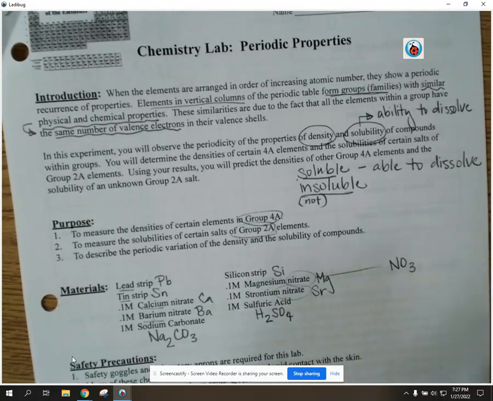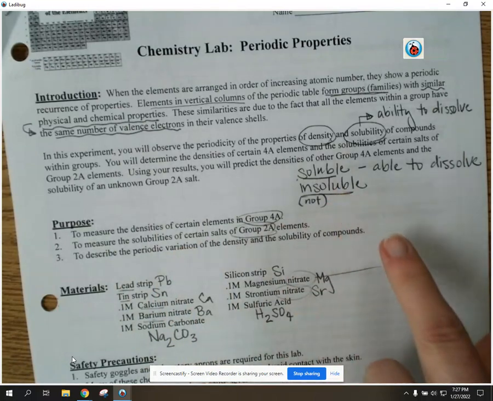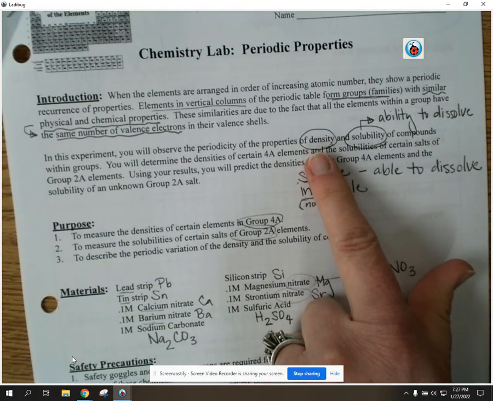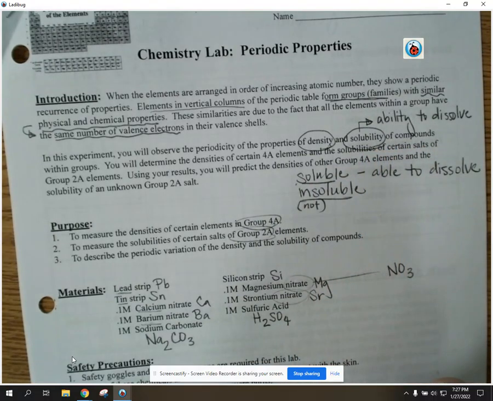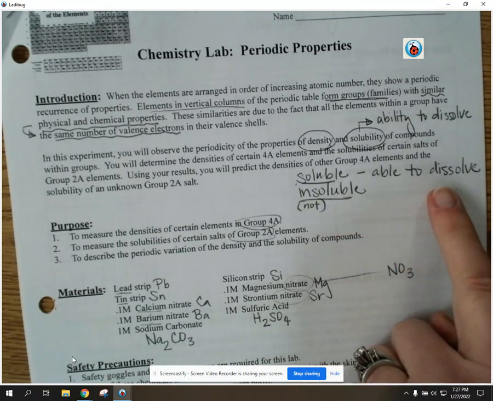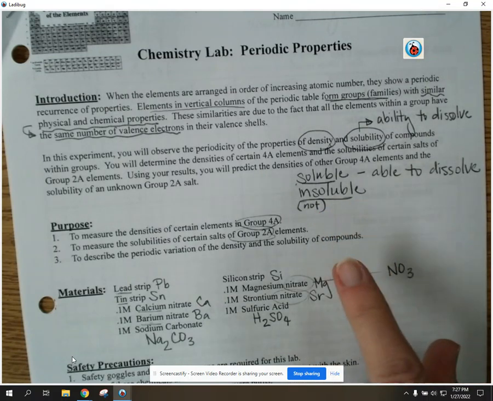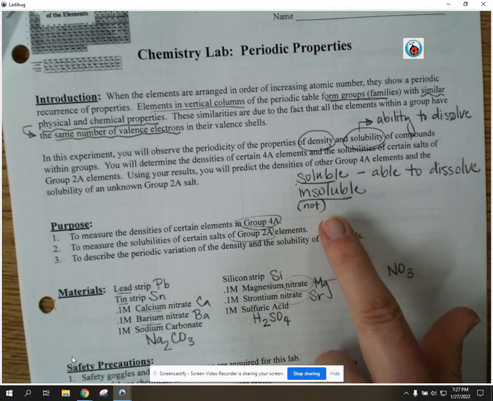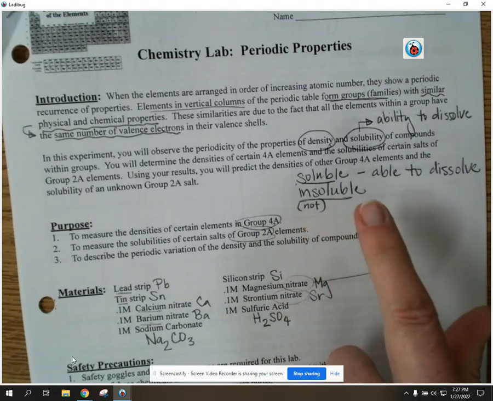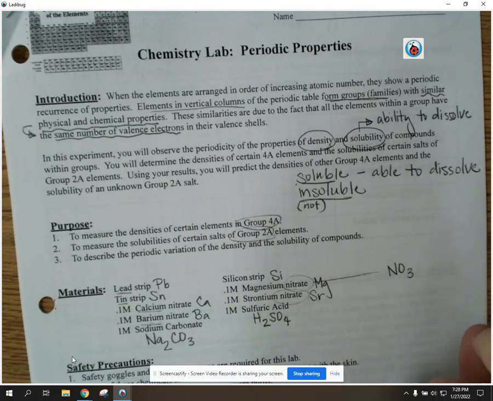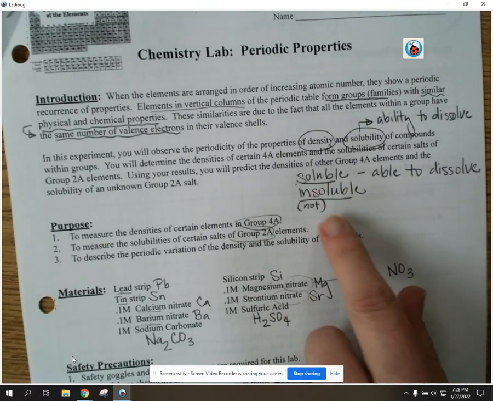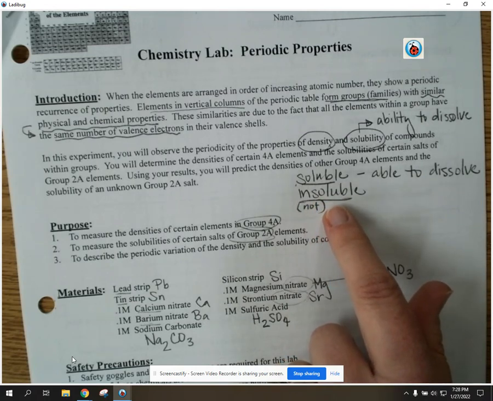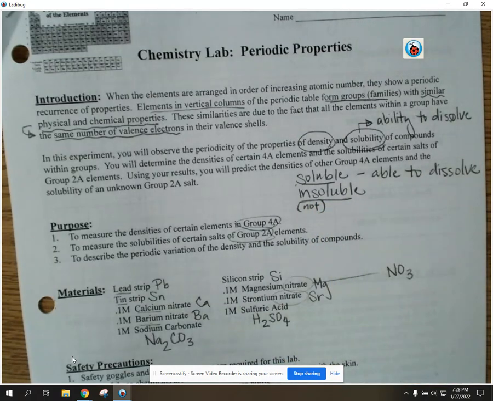I'm not going to read it to you, but I wanted to point out that the two properties we're looking at in the lab are density and solubility, which is the ability to dissolve. If something is soluble, then it's able to dissolve. And if it's insoluble, then it is not able to dissolve. So, for example, salt is soluble in water, but sand is insoluble in water, right? It's not able to dissolve.